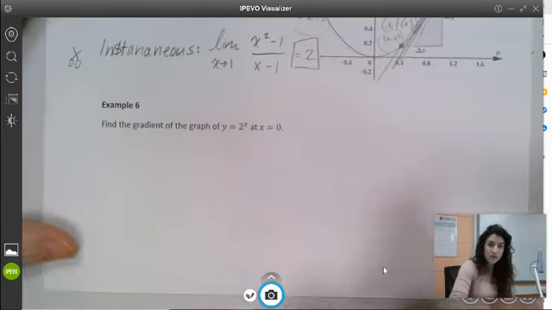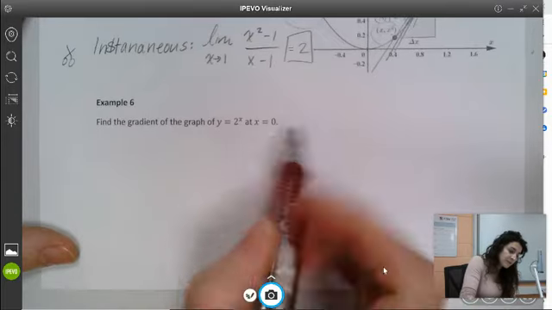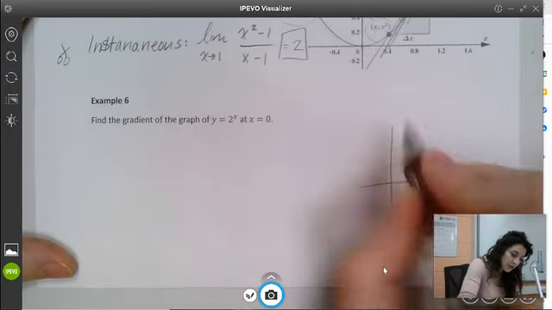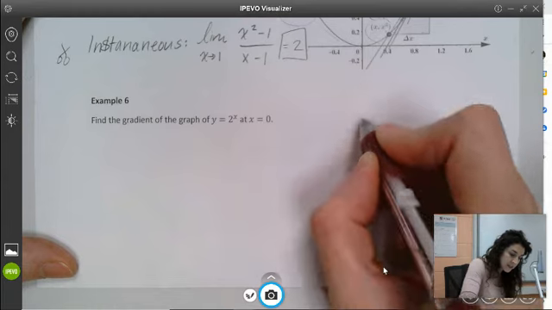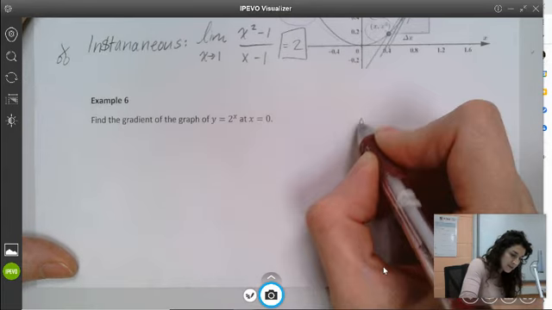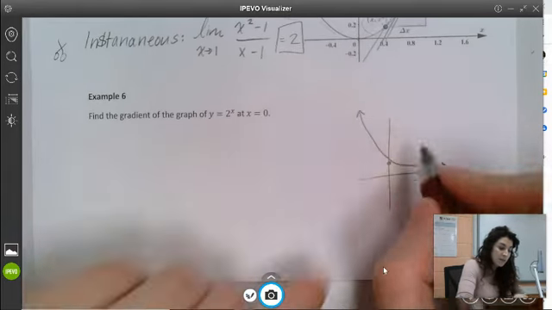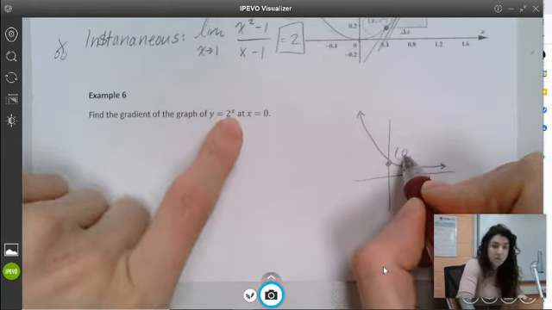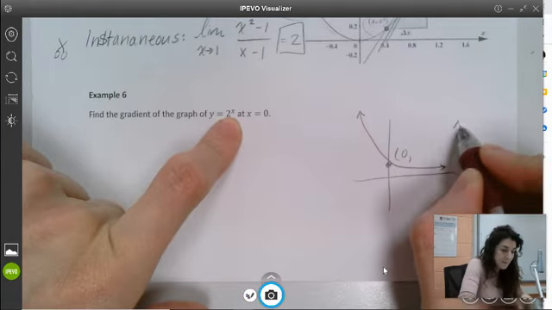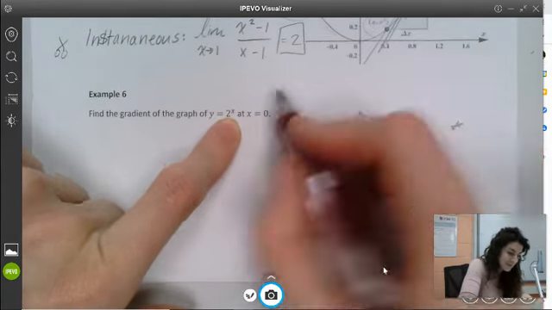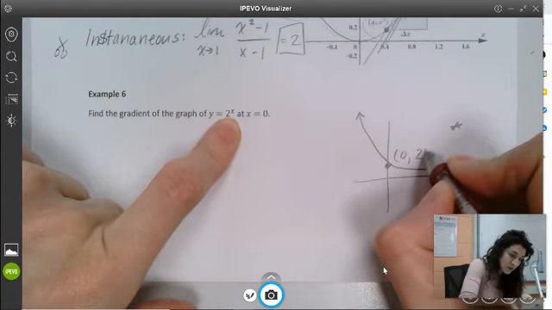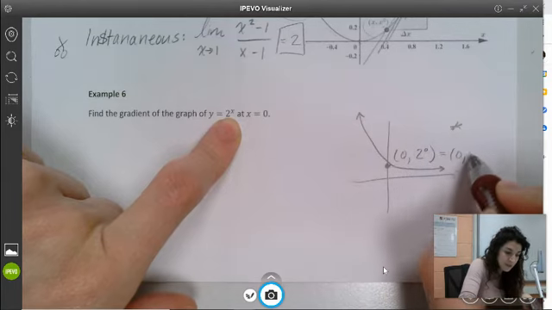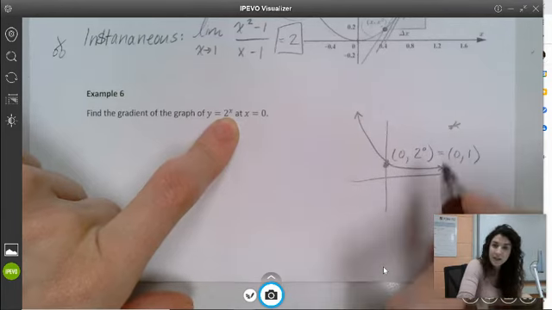So if we wanted to try it again from a different perspective, finding the gradient, the graph would look something like this. And we're trying to find out what is the gradient at 0. X value 0, if you plugged in 0 for x, you would get what? 2 to the x, 2 to the 0, anything to the 0 is 1. So that point actually becomes 0, 1.